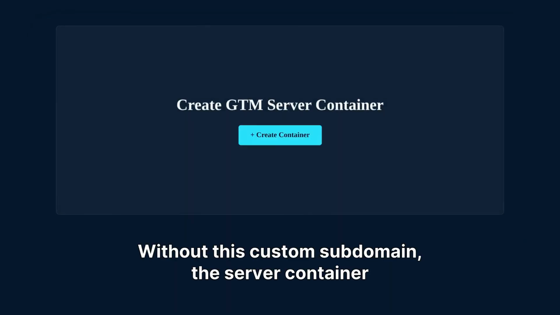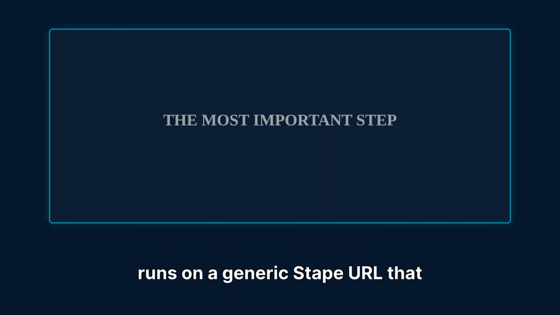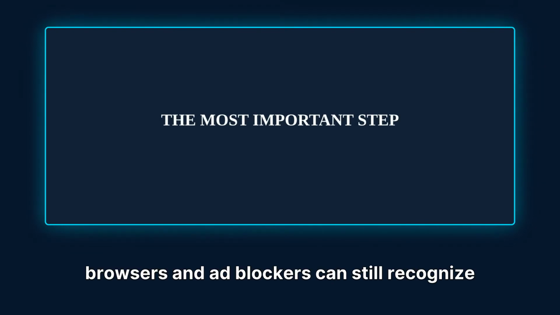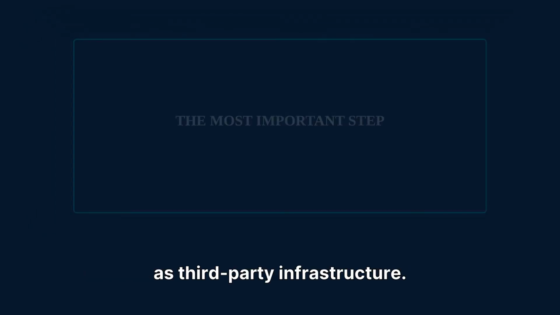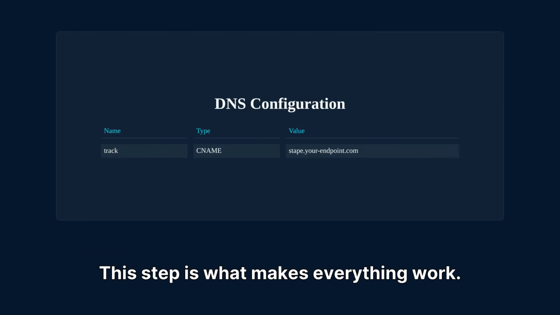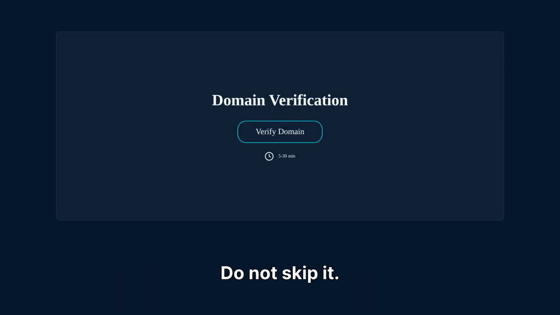Without this custom subdomain, the server container runs on a generic Stape URL that browsers and ad blockers can still recognize as third-party infrastructure. This step is what makes everything work. Do not skip it.